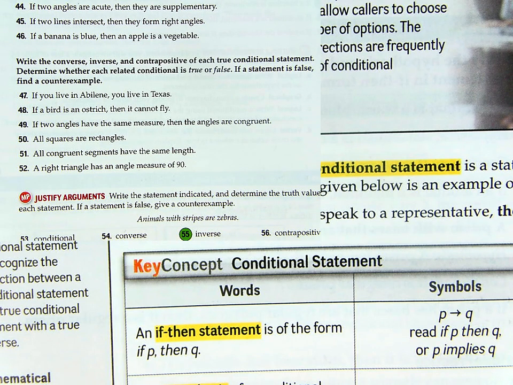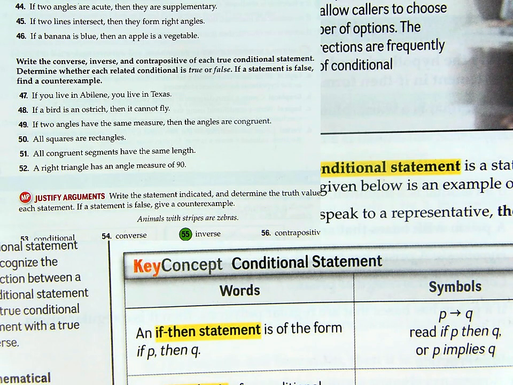Correct. Okay. All right, now the contrapositive. The contrapositive combines both of those. That was the inverse. For the contrapositive, we have to flip them. So if you don't live in Texas, you don't live in Abilene. Right. Yes. If you don't live in Texas, you don't live in Abilene.